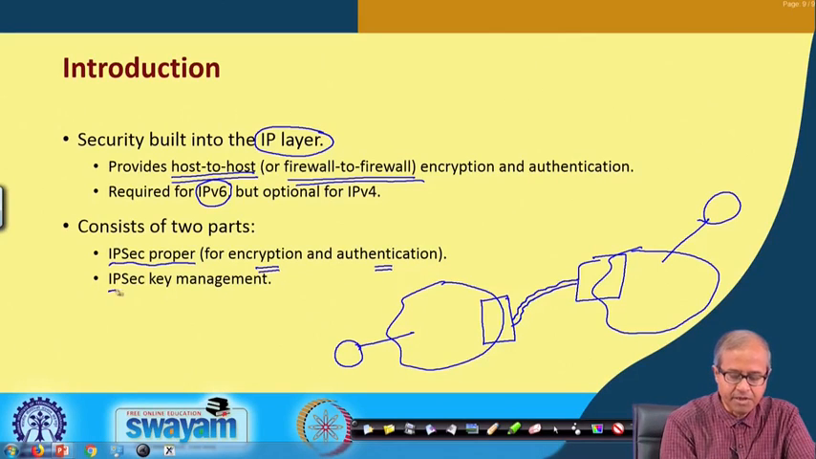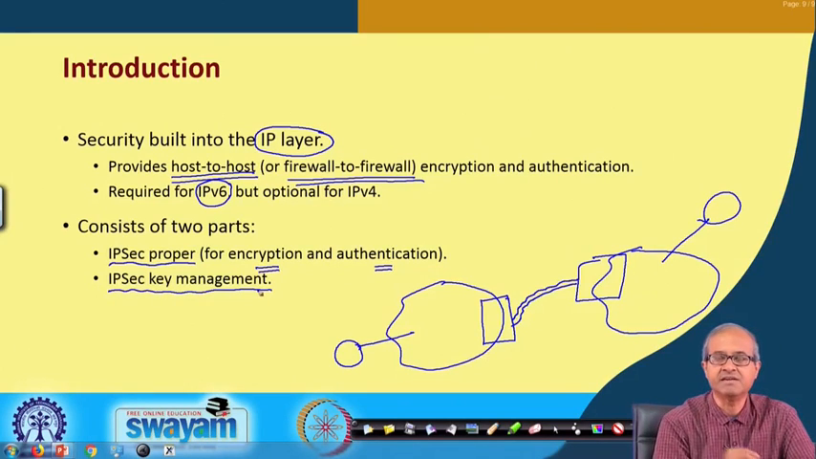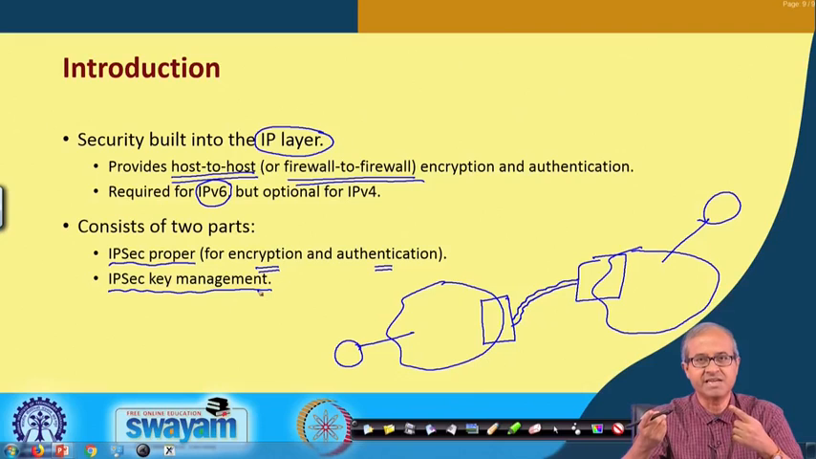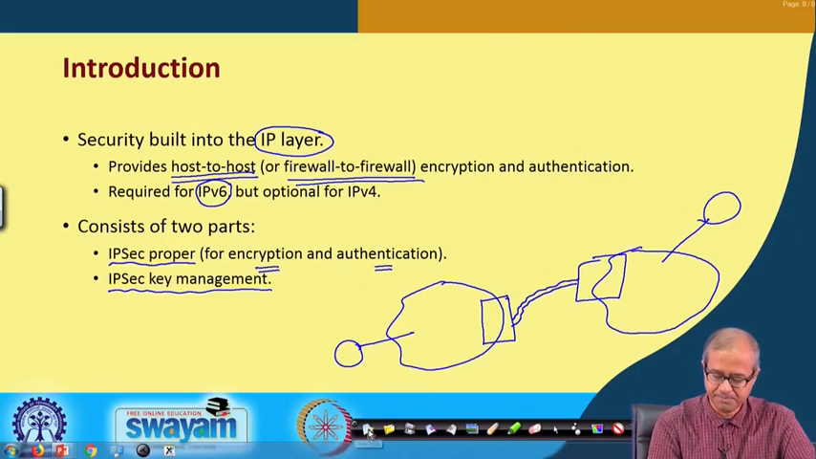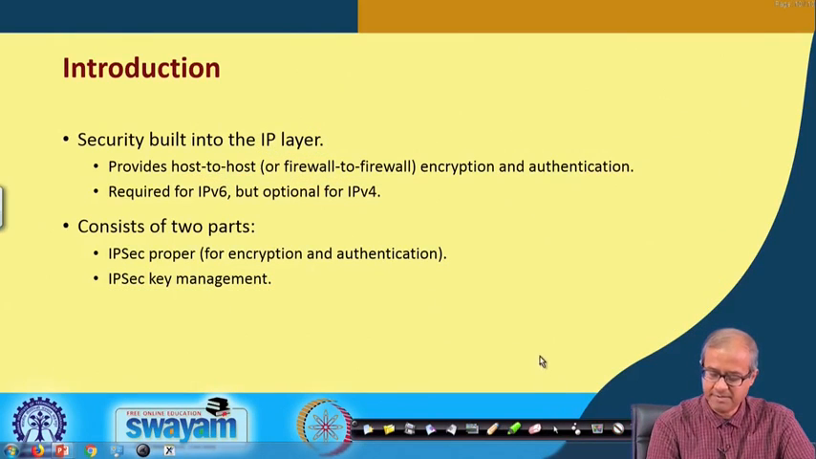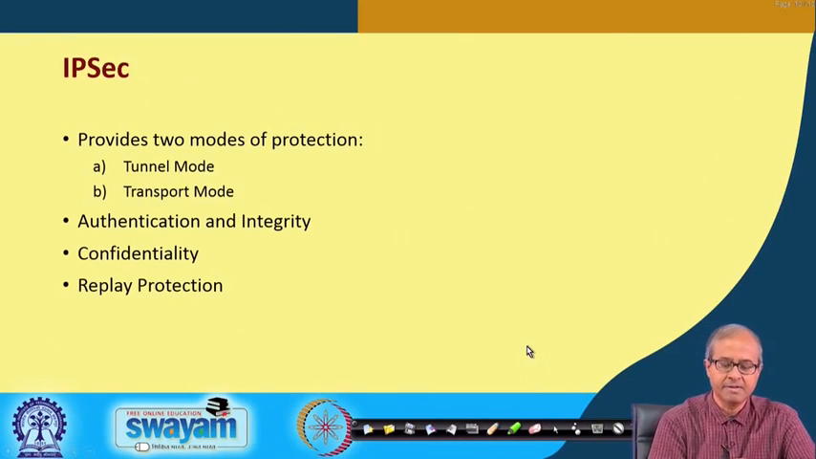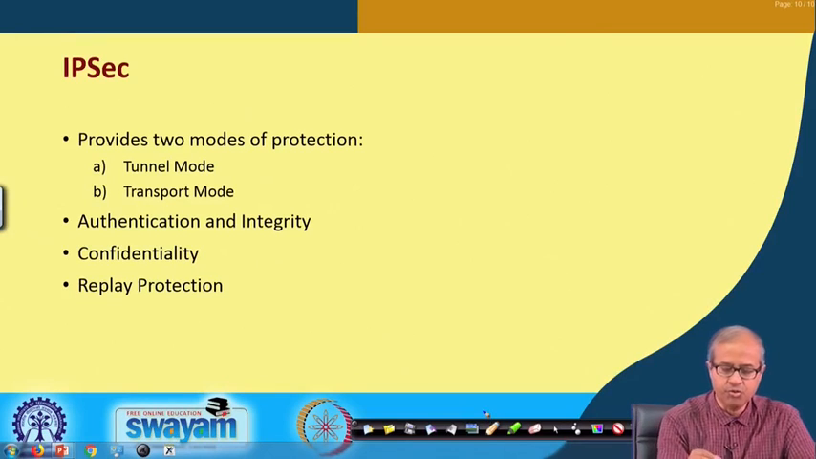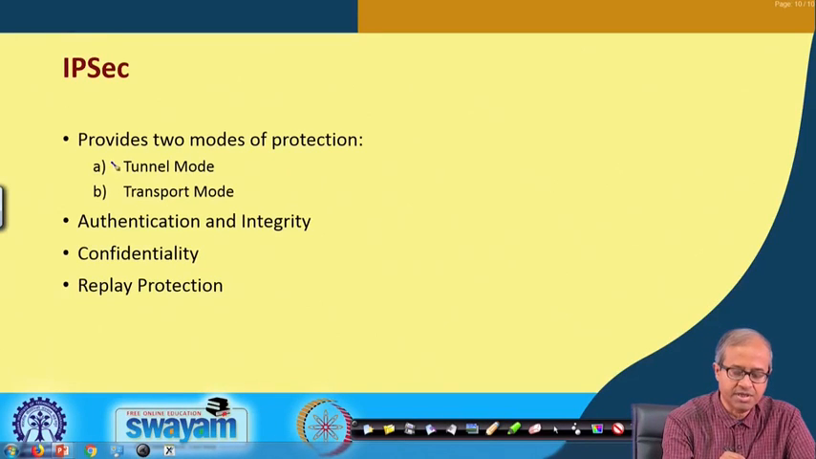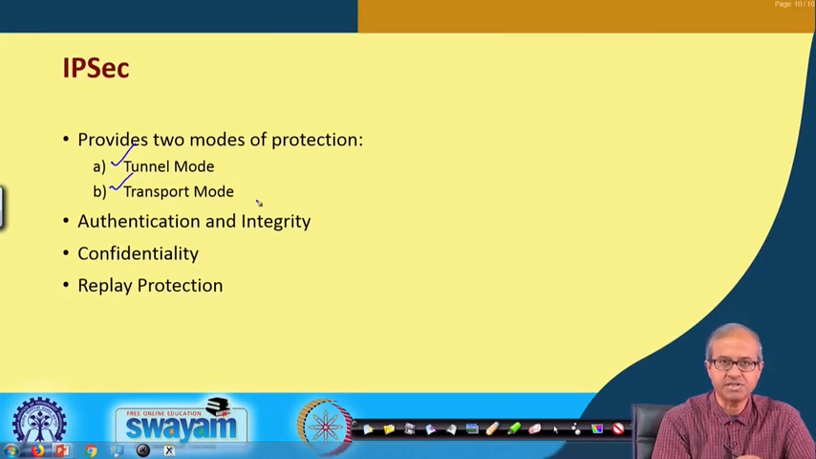And there is another part which manages the keys, how the two parties share keys, public key, symmetric key, everything. That is managed by the other part. And in terms of the protection of data, there are again two different modes. One is called the tunnel mode, the other is called the transport mode. We shall very briefly talk about this.